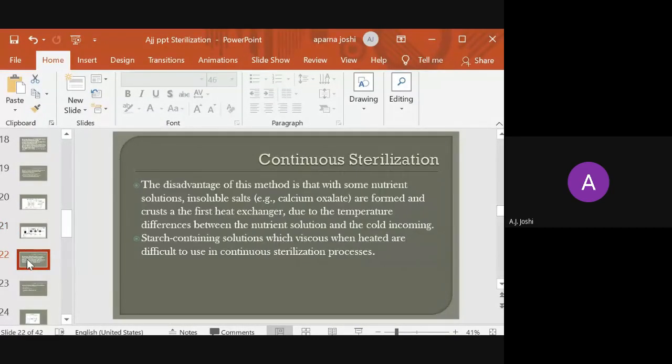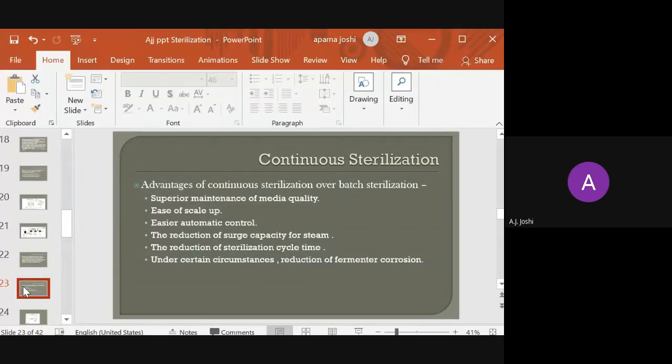The further contents are the advantages of continuous sterilization over batch sterilization. It includes the superior maintenance of the media quality. Why? Because here no more addition of condensate is there, and the temperature holding time is comparatively negligible. So the media quality is not affected: no caramelization of the sugar, no change in the color of the media, no denaturation of heat labile compounds present in the media. Overall, the media quality is maintained appropriately.